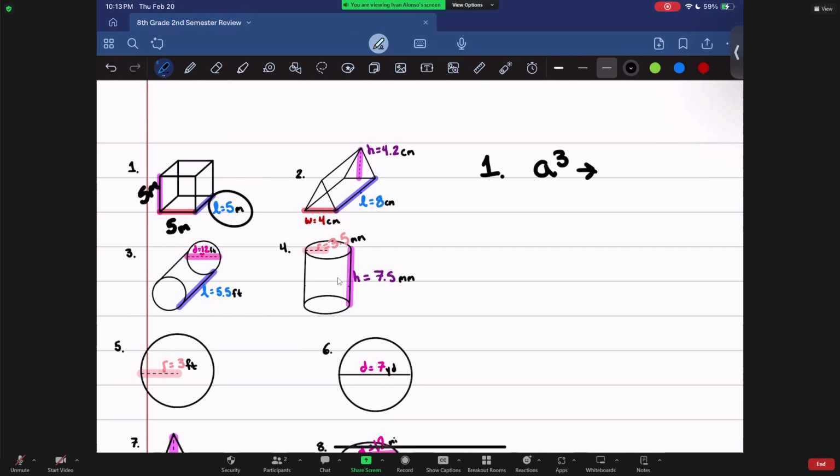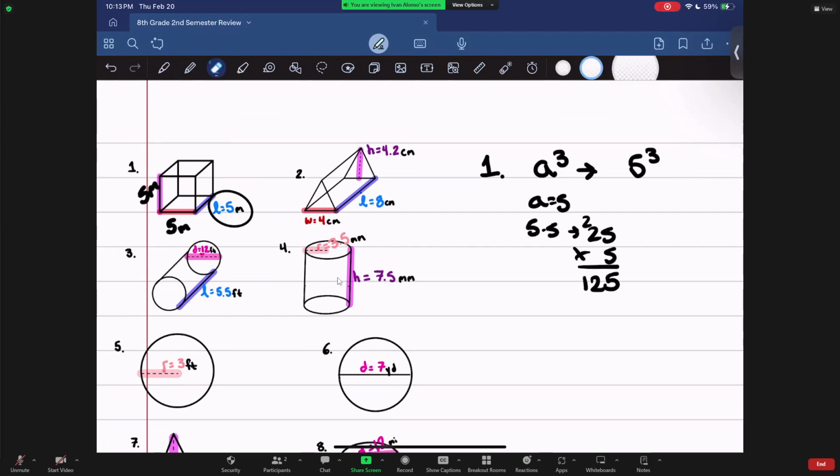So if you put it together already, a in this case is equal to 5, right? That's the length. So our answer is just going to be 5 cubed. Now, 5 times 5 is 25, and this times 5 is 125. That seems about right. I don't have a calculator on hand, so let's just hope that's right.